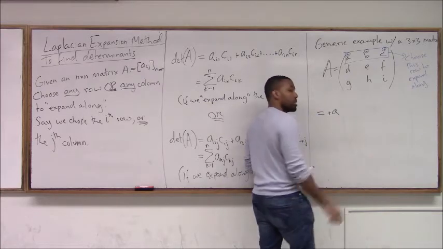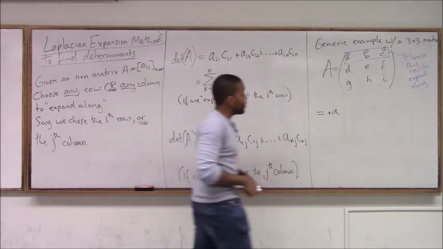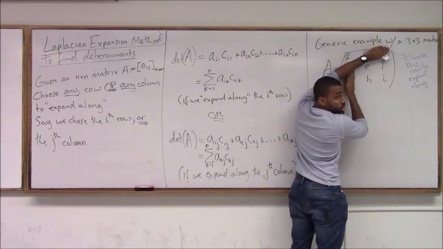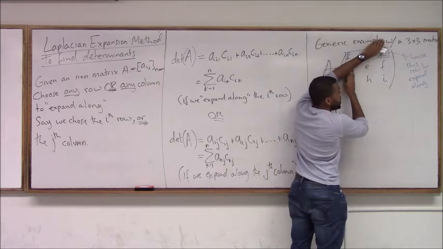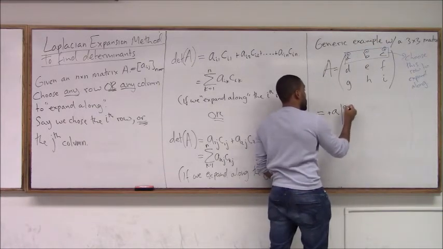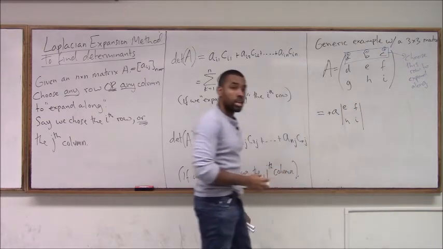So this would end up being plus a, and you're going to multiply that by the cofactor of a. Now the cofactor of a is the determinant of the matrix that you get when you block out its row and its column. So you eliminate the row that a is in and the column that a is in, and you're left with the matrix e, f, h, i. And so you're going to multiply a by the determinant of that.